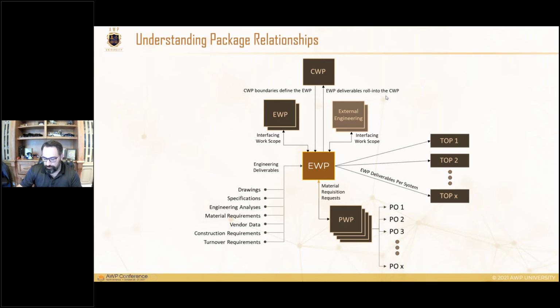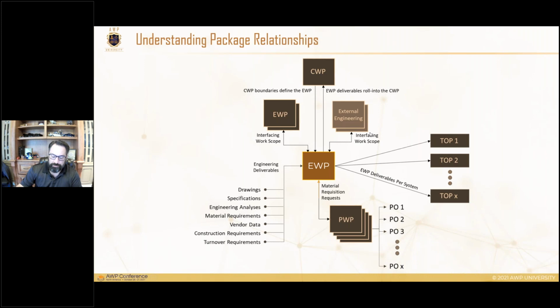EWP deliverables roll into the CWP, so the EWP will contain the information to satisfy the completion of that CWP. And thus, back to the last slide, you can see how that CWP then influences multiple others. Interfacing work scopes: we don't say necessarily predecessor or successor work scopes, because it's more interfacing work scope of EWPs and what is tied directly, what the interfaces are to those EWPs, such as connect points, continuations, those types of things tied to it.